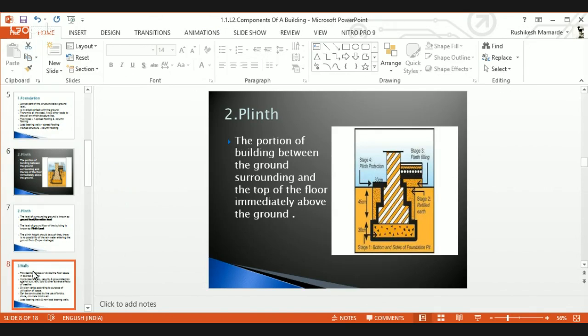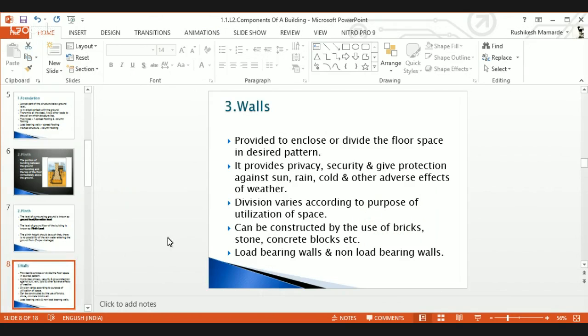Now we are moving forward to the next component, that is walls. Everybody knows what walls are. The definition of a wall is a structure provided to enclose or divide the floor space in a desired pattern. It provides privacy, security, and gives protection against sun, rain, cold, and other adverse effects of weather. Division varies according to the purpose of utilization of space. According to that, we divide the space.